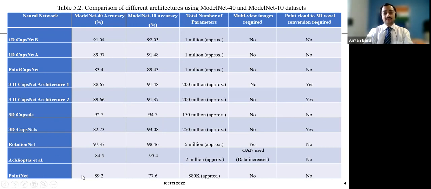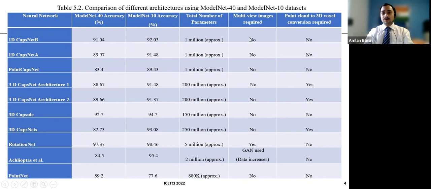Definitely PointNet is a kind of MLP, so it will have fewer parameters, but at the same time it has compromised on accuracy, especially on ModelNet10. So that's what we have improved. We have an acceptable total number of trainable parameters, as well as acceptable accuracy.